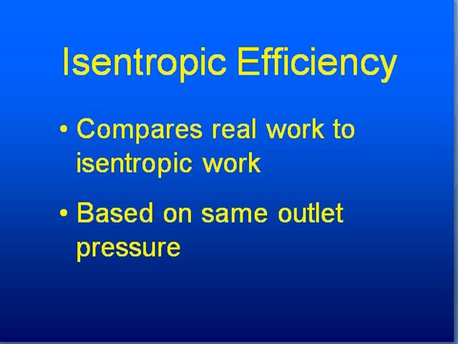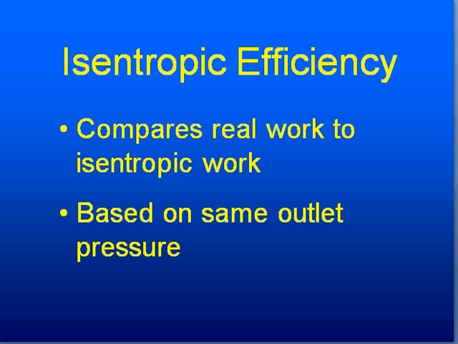So we've looked at the isentropic efficiency, and that's something that I use a lot. It compares the real work to the isentropic work. It's based on the same outlet pressure in the real case as it would be for the ideal case. So be able to do those calculations backward and forward. Be able to do it for compressors, for turbines, for pumps. Be able to do it for ideal gases. Be able to do it using tables.